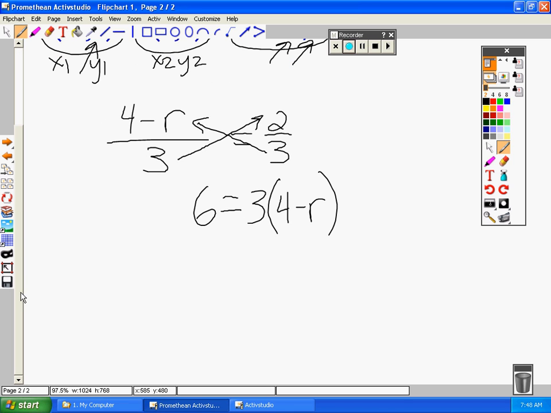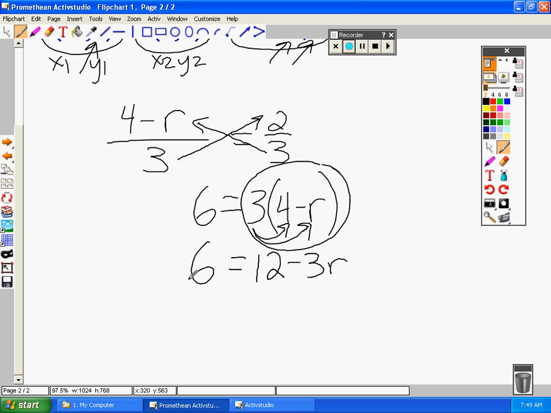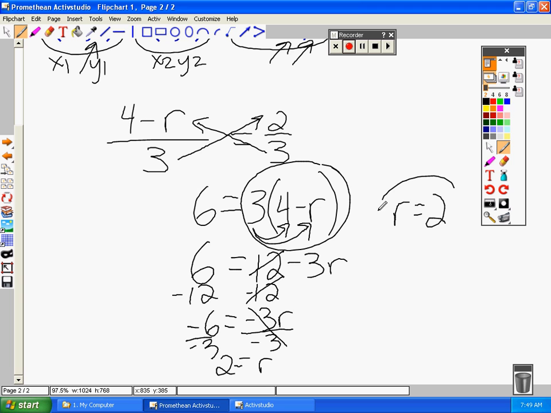All right. Now I'm going to have to use my equation solving skills here. I'm going to do distributive property because this side of the equation is not simplified. So 3 times 4 is 12. 3 times -r is -3r equals 6. All right. My next step is to subtract 12 from both sides. So I always add or subtract away first. -6 equals -3r. Divide by -3. R equals 2.